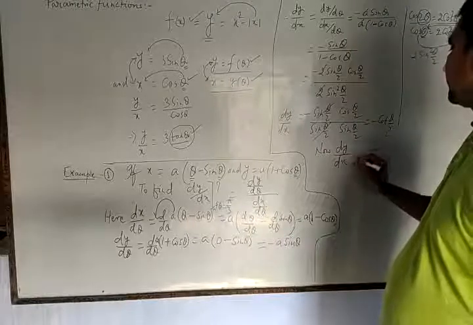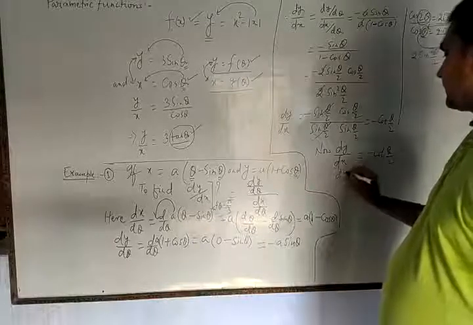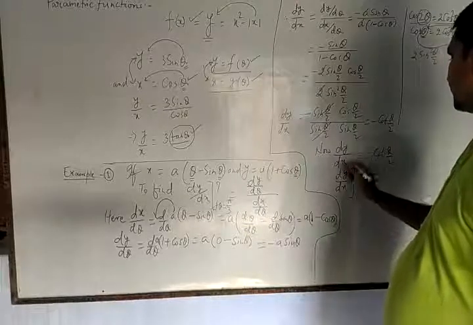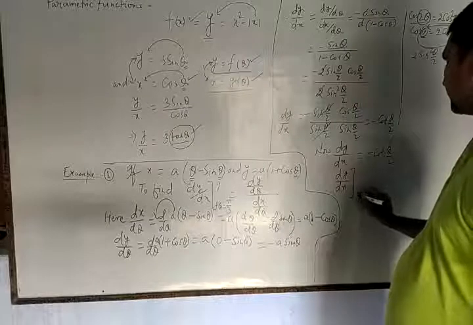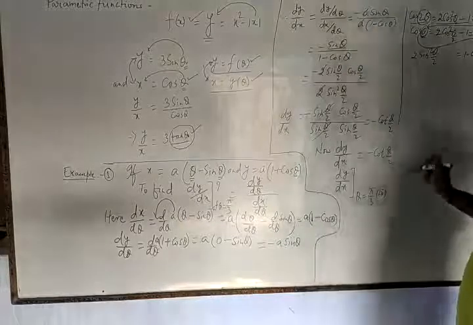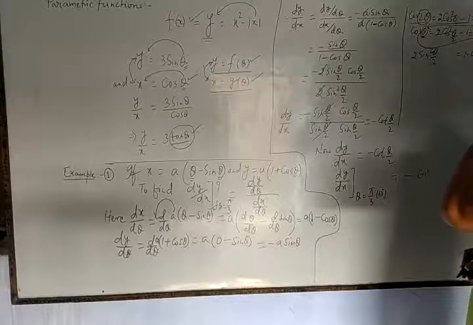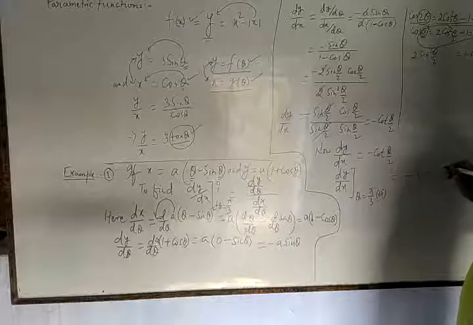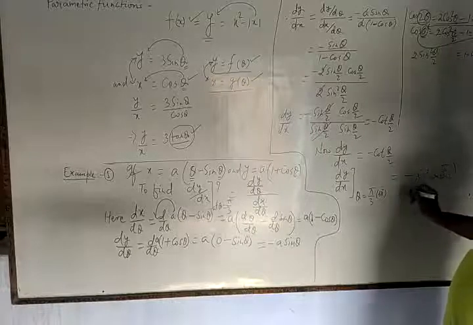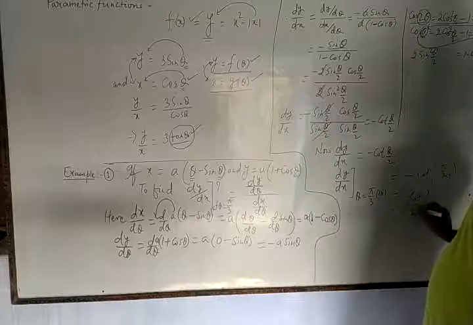Try to understand. dy by dx is equal to minus cot theta by 2. So dy by dx at what? Theta. Look, dy by dx is a function of the parameter theta. So at theta is equal to pi by 3, that means at 60 degree, what should be there? Look, that will be minus cot theta by 2. So theta is pi by 3, so pi by 3 by 2 means the 2 will be multiplied here. So minus cot pi by 6.